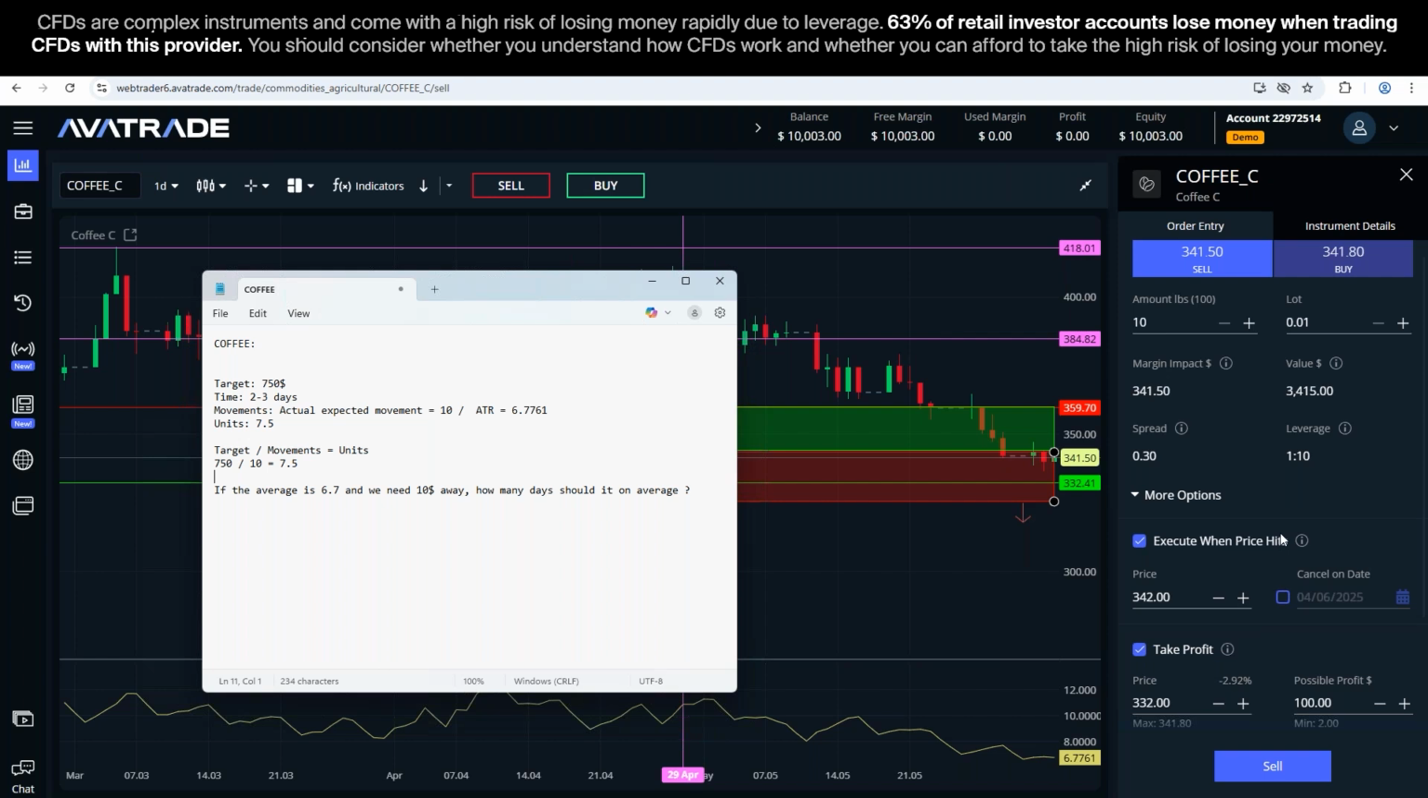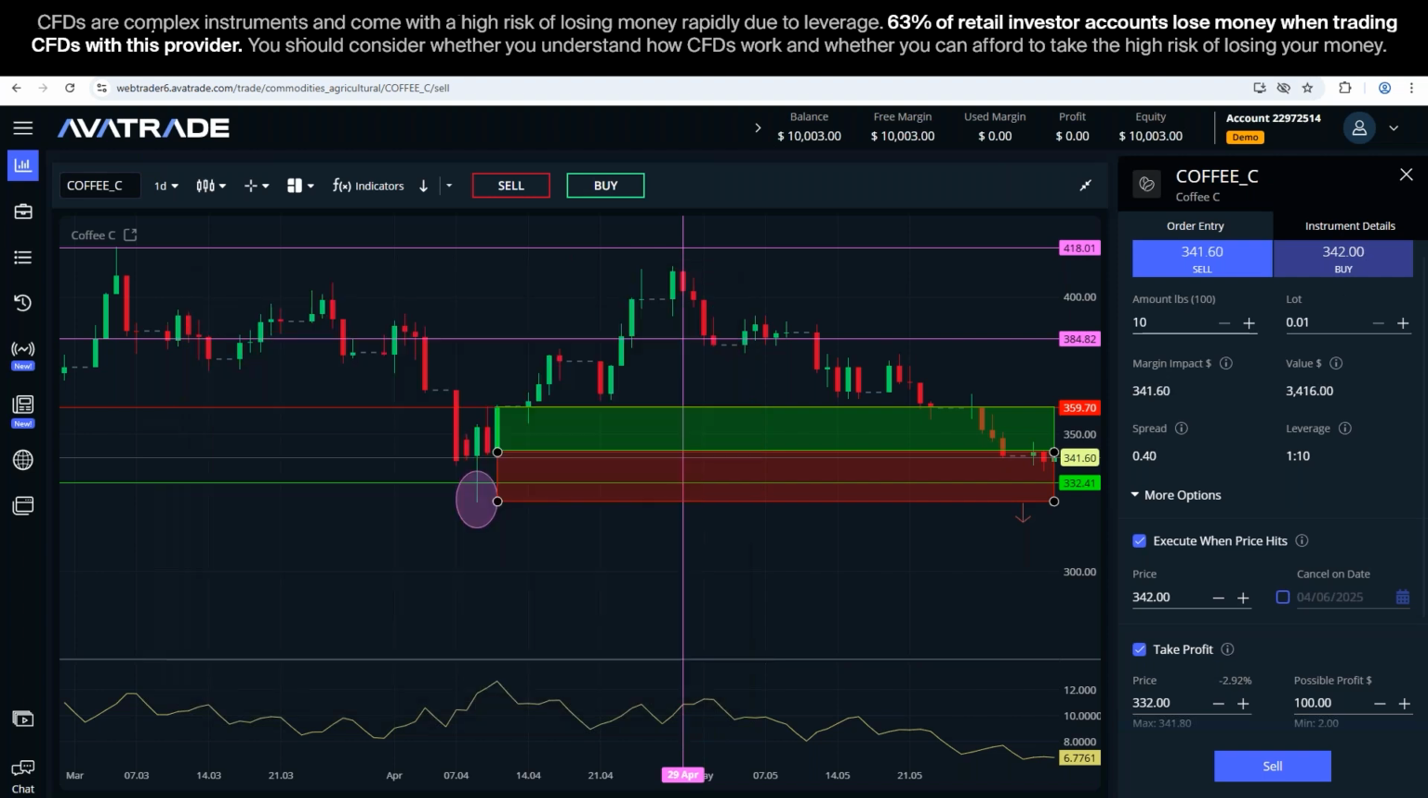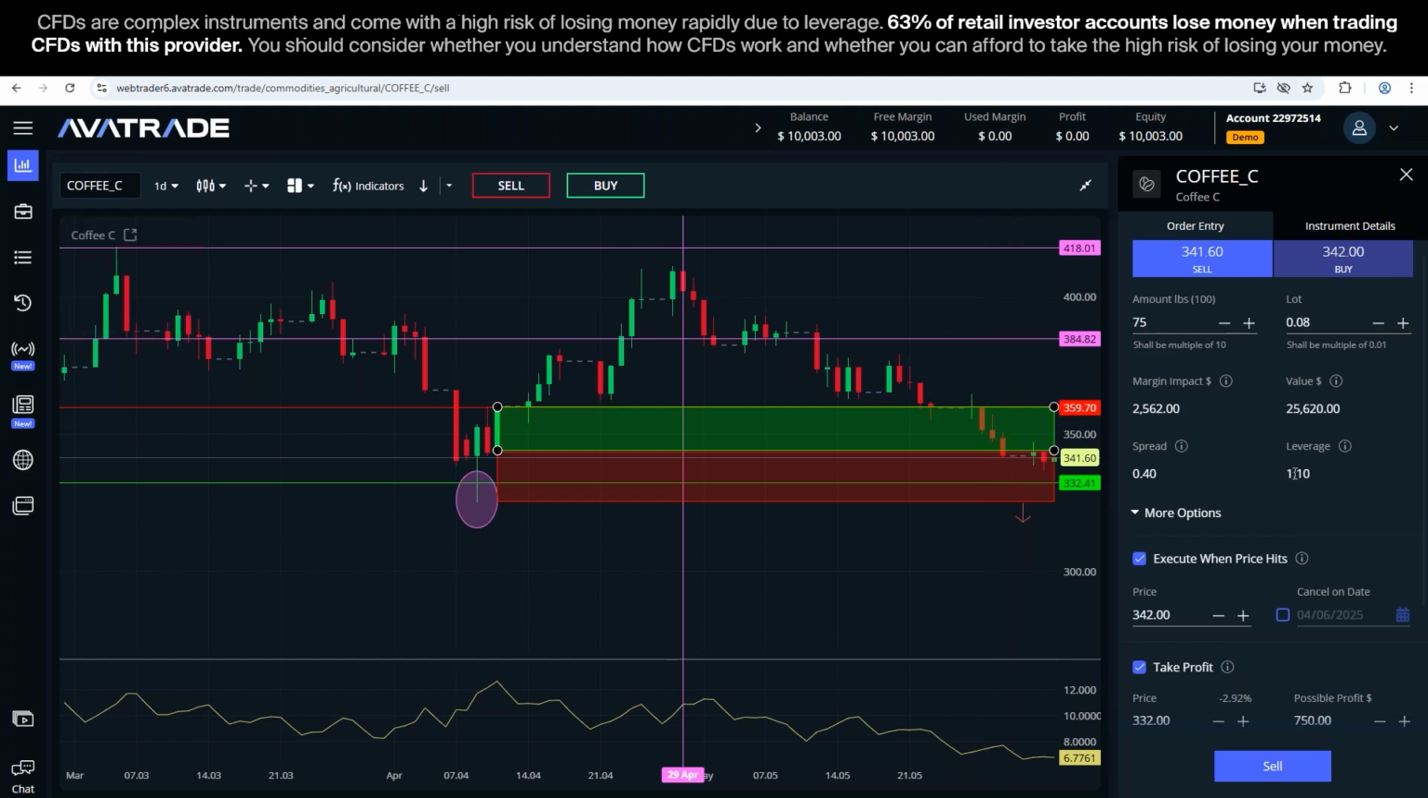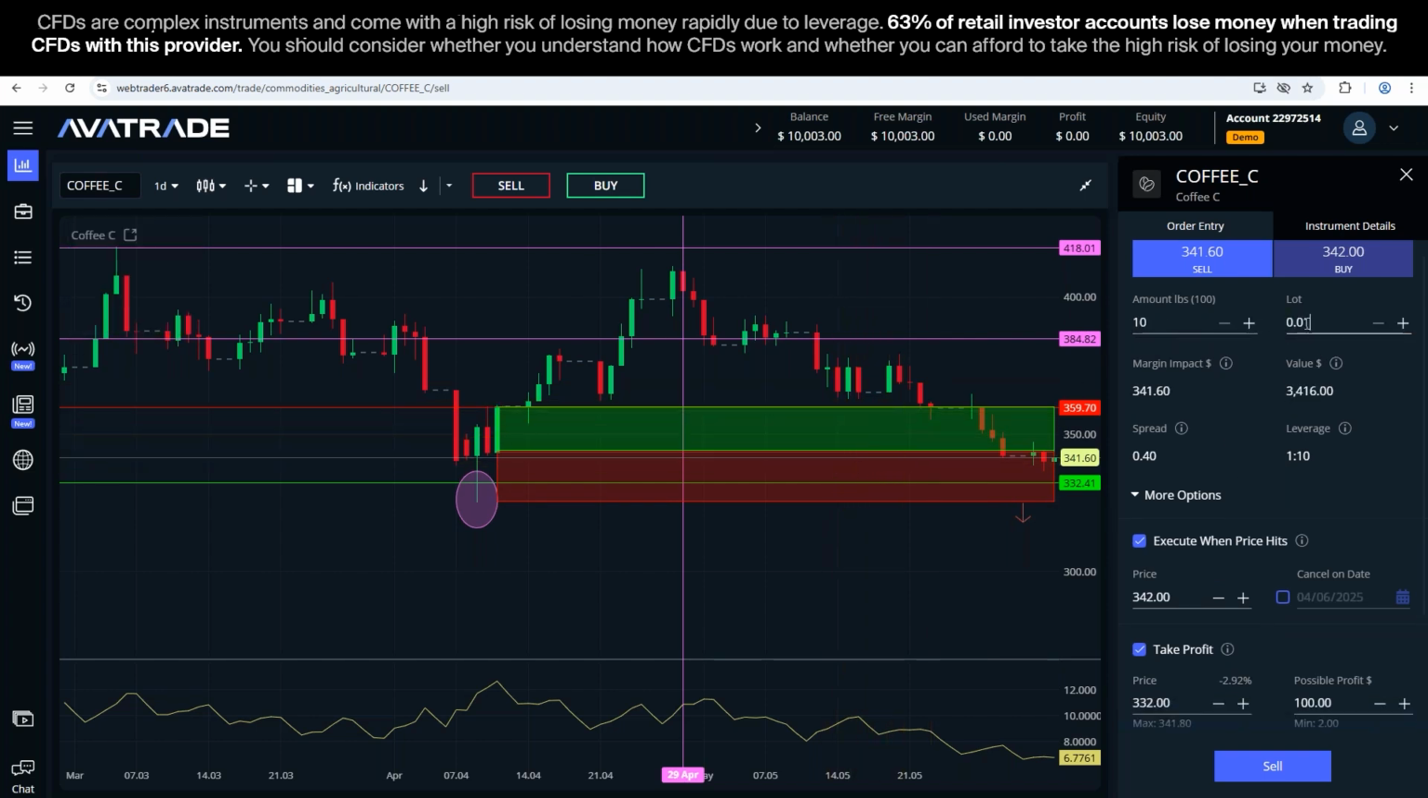Of course not, 75, not 7.5. All right, let's put it to the test. 75 unfortunately is not doable with coffee because we've learned that the increments work in tens. If I try to put the lot size 0.01, we're gonna see that by default it's 10. Why? Because the lot size for coffee is 1,000.